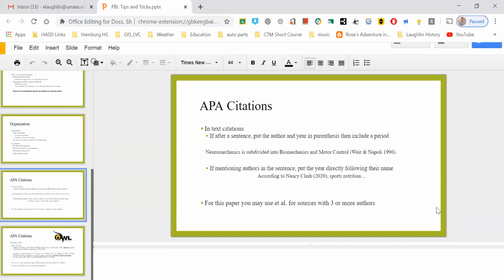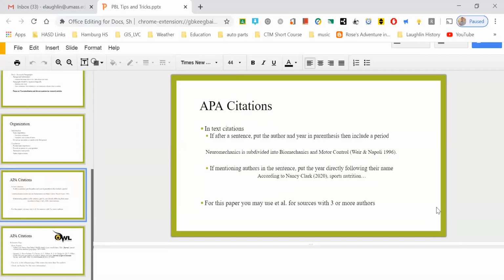The most common mistake I've seen is that most people put a period before they have their source in parentheses, and you want to make sure that you put your period after, just to let the reader know and let anyone else know that's going through your paper that that source goes with that sentence.